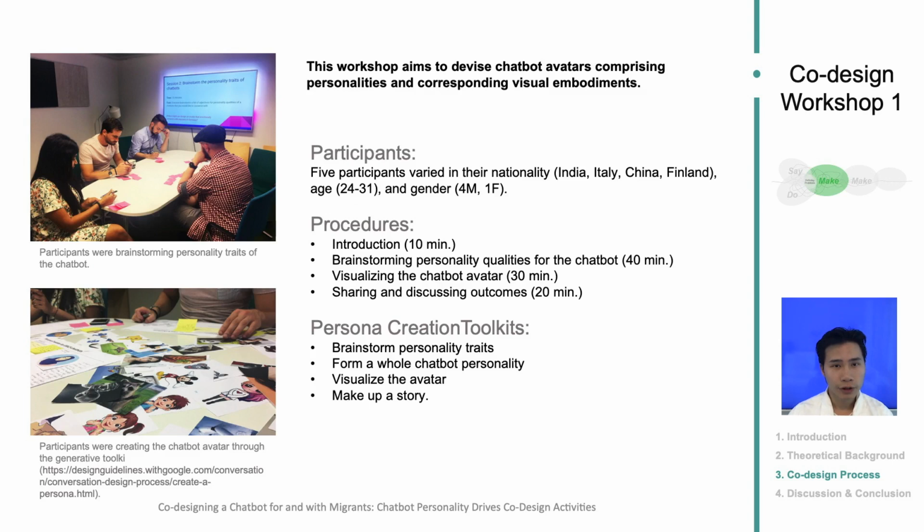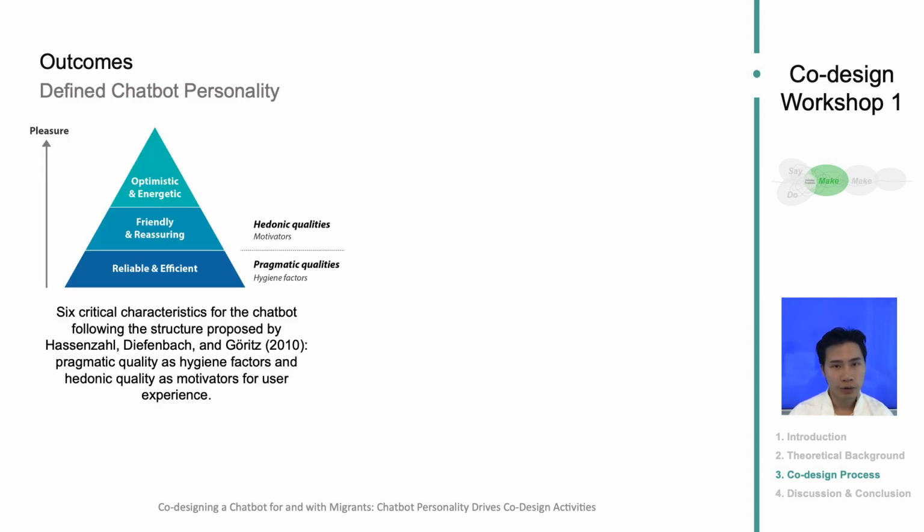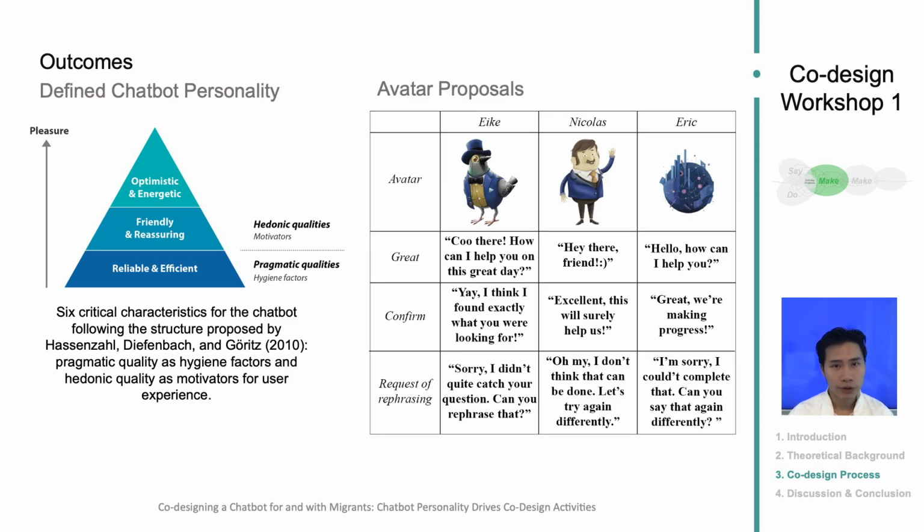To address the first design question, we organized the first co-design workshop where participants devised chatbot personality and corresponding visual embodiment using a persona creation toolkit. They jointly defined 6 critical characteristics for a chatbot: reliable, efficient, friendly, reassuring, energetic, and optimistic, which led to the 3 avatar proposals. The first candidate, Iker, is a pigeon-like avatar communicating information and delivering peace and love to migrants.